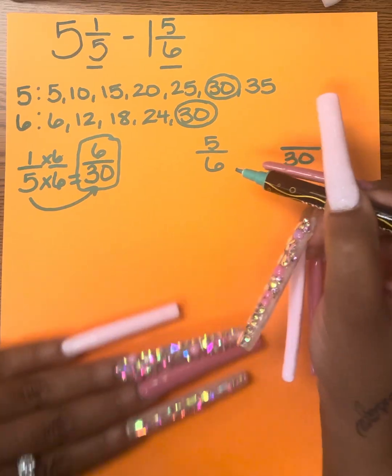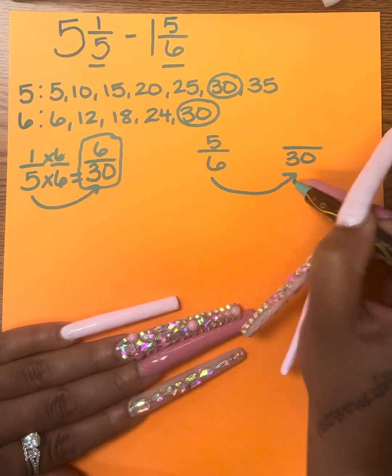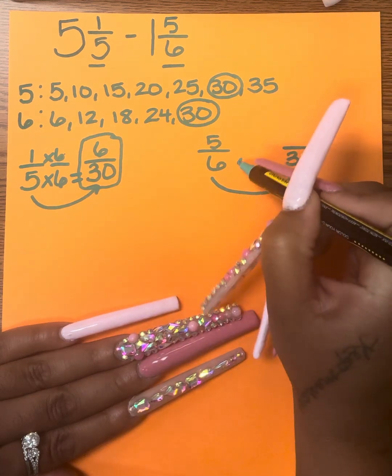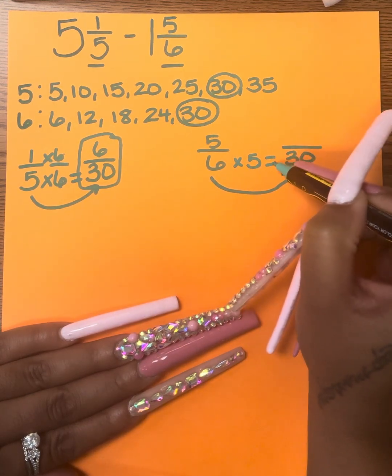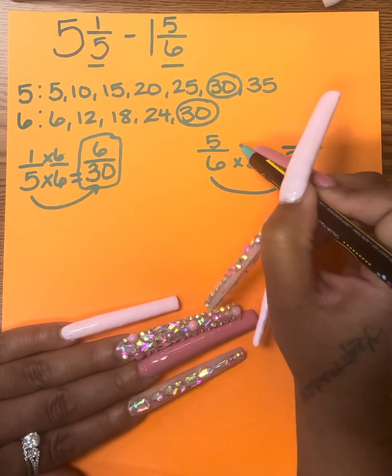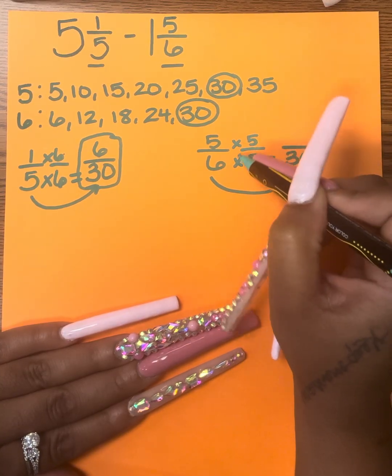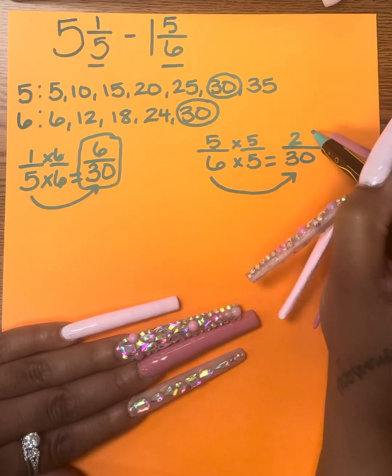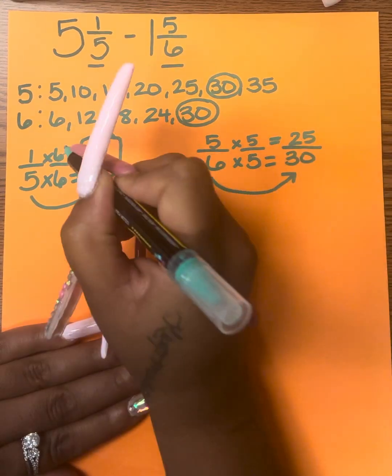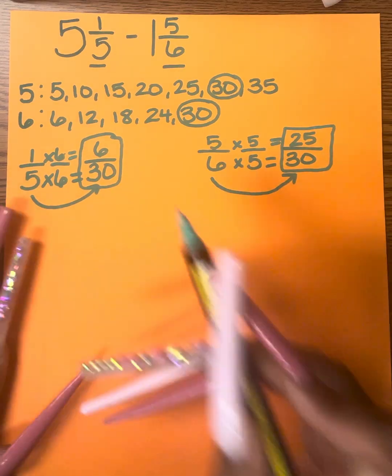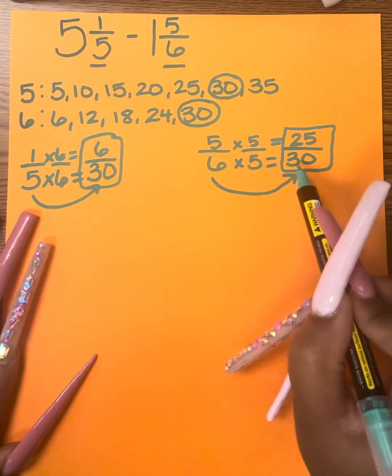Same thing with 5/6. To get from 6 to 30, I multiply times 1, 2, 3, 4, 5. So I'm going to multiply times 5 here. Because I multiplied times 5 at the bottom, I'm going to multiply 5 at the top because, again, I want to make sure I'm multiplying by a fraction of 1. That equals my new fraction as well. Both fractions now have a denominator of 30.